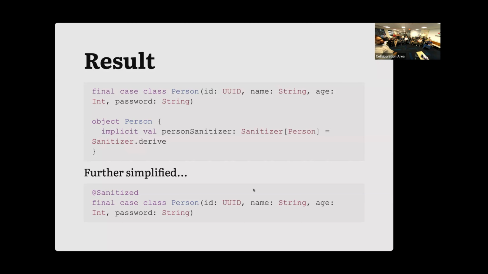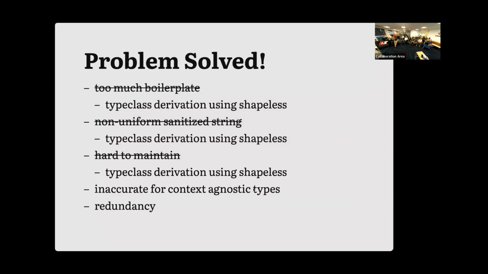But hopefully this part is clear, that we've gotten rid of a significant chunk of boilerplate. We are able to derive it. We are able to create a uniform string every time. And most importantly, it's easy to maintain, because every time you add a new field, delete a field, or change your class, the sanitizer is automatically derived for you. This is the one problem that we keep talking about, context agnostic types. Strings, ints, temporal types, all these primitive types: we don't know what behavior we want to use.